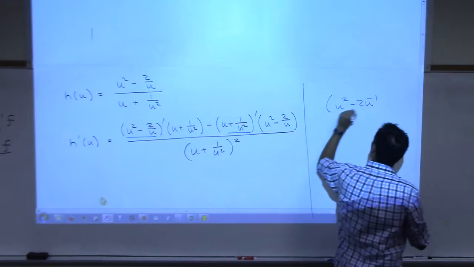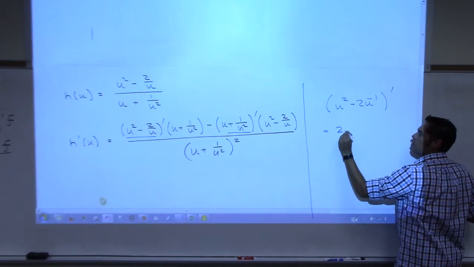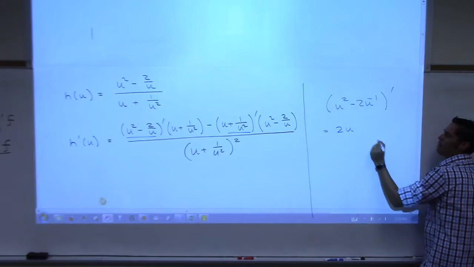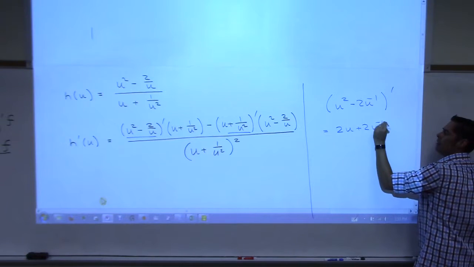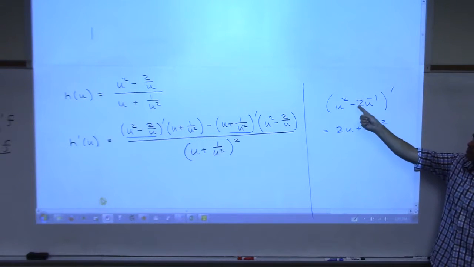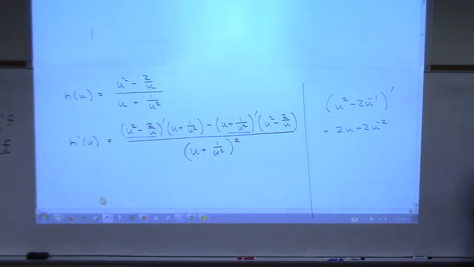So take this, take its derivative, you get 2u plus 2u to the negative 2. So the negative 1 comes down, but then you subtract 1 from negative 1, that's negative 2. You've got that. Good? That's pretty clean, right? That's not so bad.